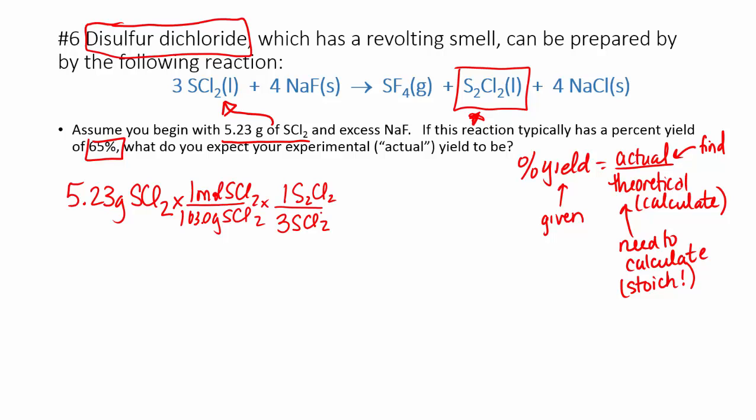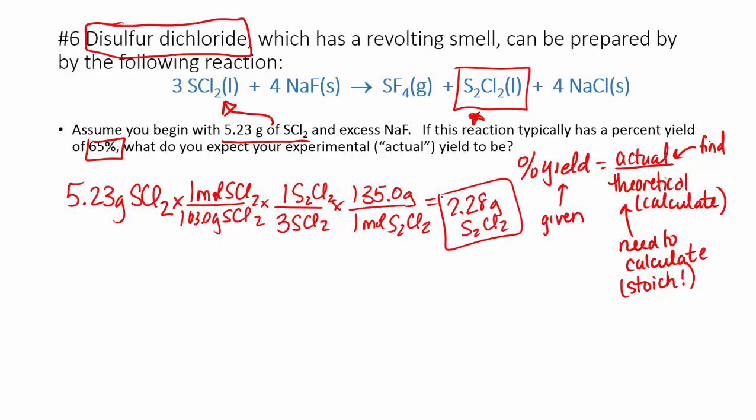So it's a 3-to-1 mole ratio. And then every 1 mole of S2Cl2 has a molar mass of 135.0 grams. So if I calculate that all out, 2.28 grams S2Cl2 is my theoretical yield.